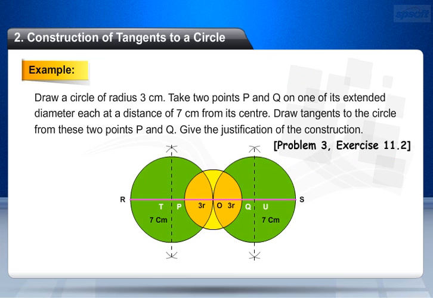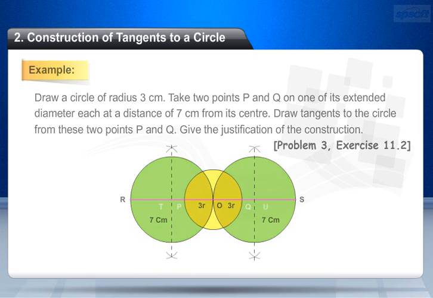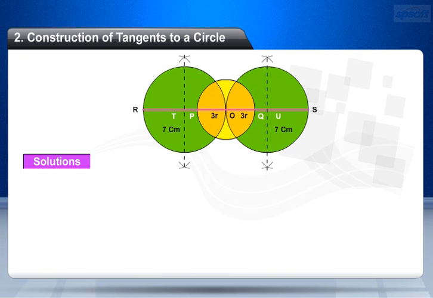Draw a circle of radius 3 cm. Take 2 points P and Q on one of its extended diameter, each at a distance of 7 cm from its center. Draw tangents to the circle from these 2 points P and Q. Give the justification of the construction. Let us see the solution.